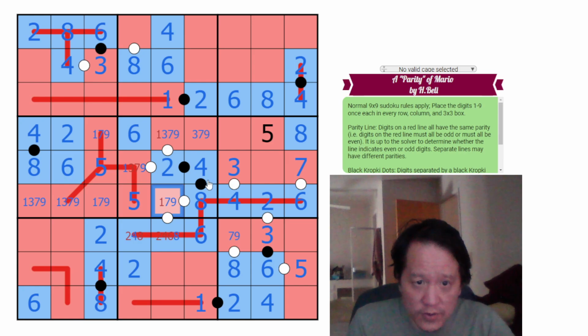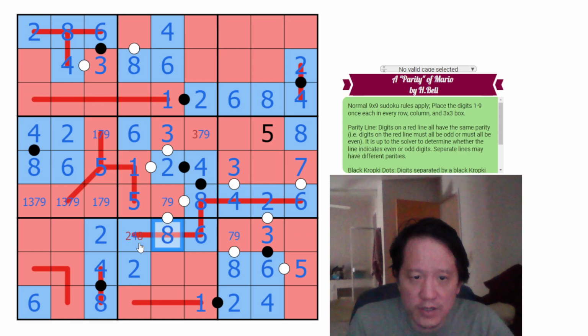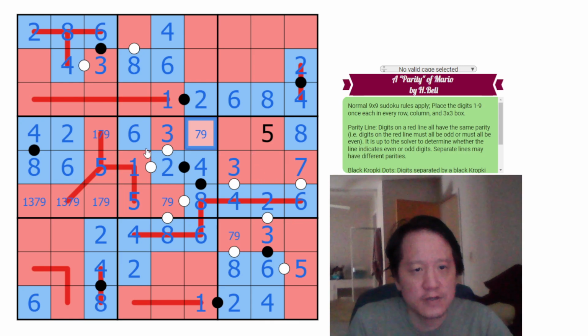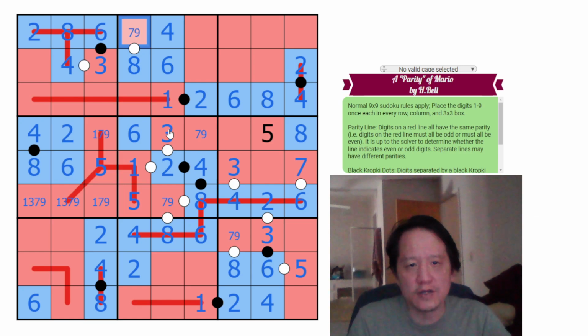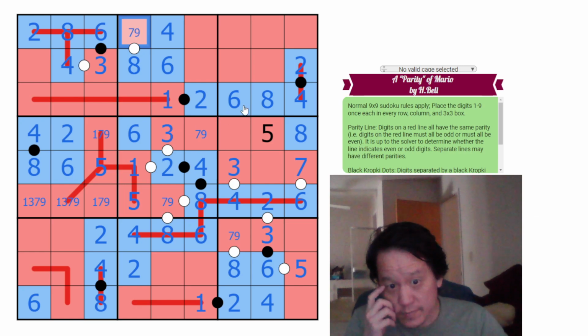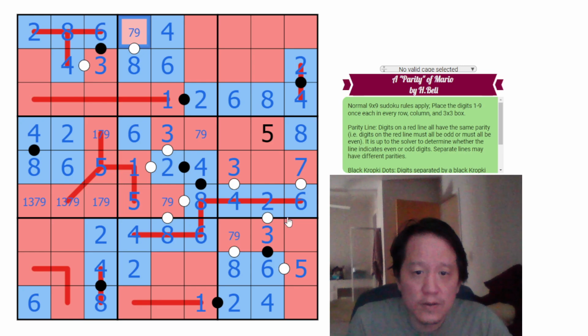This has to be 7 or 9. So this becomes 3 and 1. 3 and 1. This is not 3. This has to be 8. This is 4. This is not 3. Okay, so these are all done. This is 7 or 9. This cannot be 7, so this has to be 7.